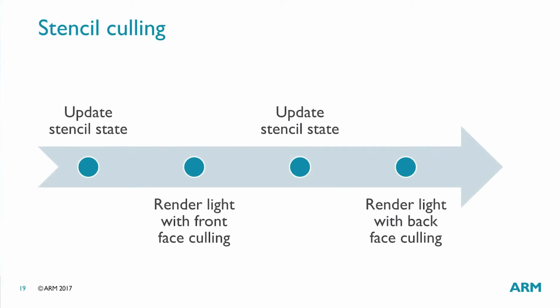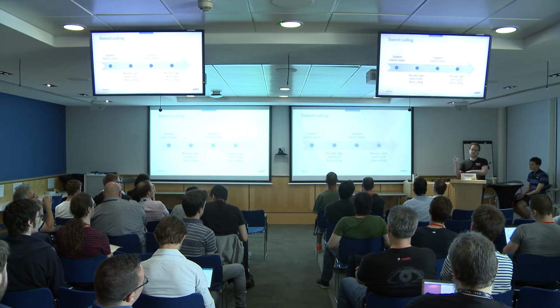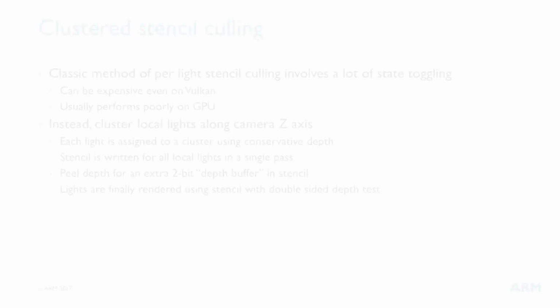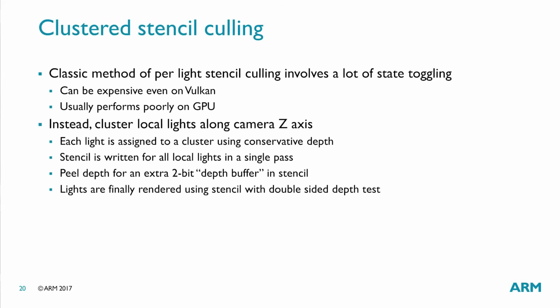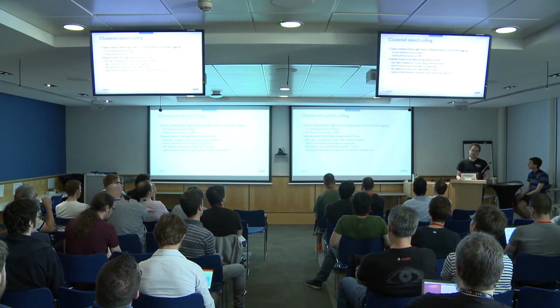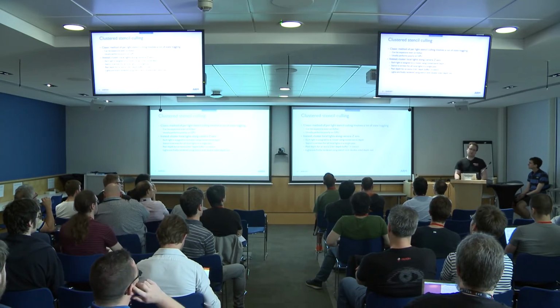So we tried a bit to reduce the overdraw. There is the classic stencil culling technique, which no one is really using anymore, but it was popular many, many years ago. The idea is that you update stencil state, you render the back faces, flip it, render the front faces, and so on. Of course, you could do this now, but it's still a bad idea, because it doesn't scale at all. You have to render 2 draw calls per light, and if you scale it up to 1,000 lights, no one is going to spend 2,000 draw calls rendering light volumes.